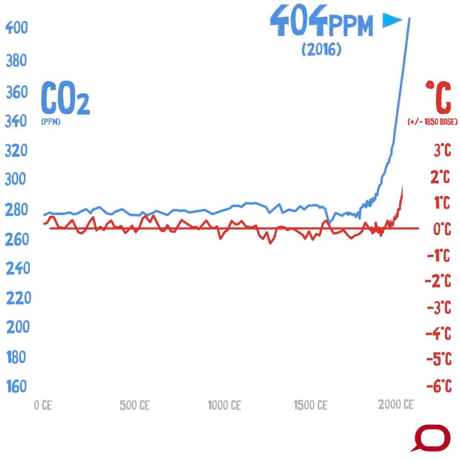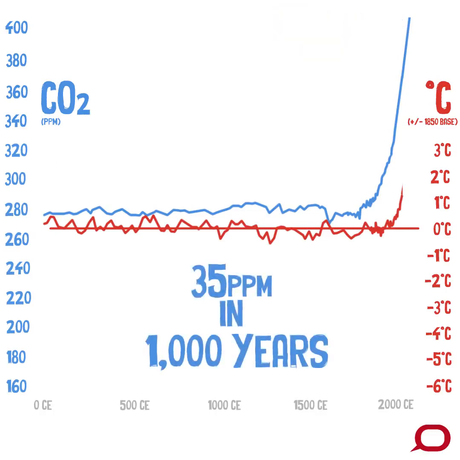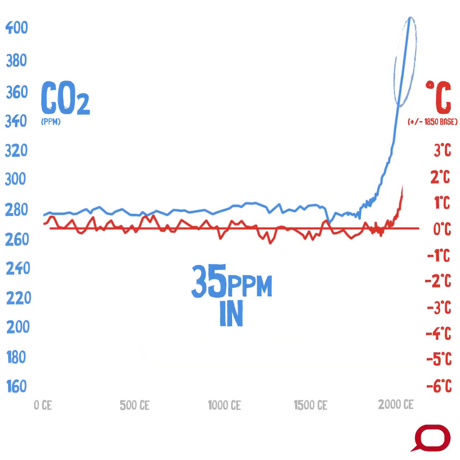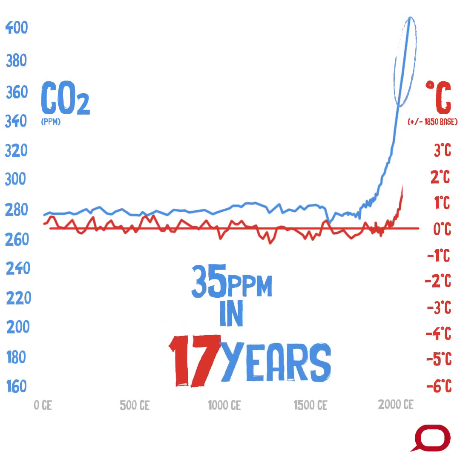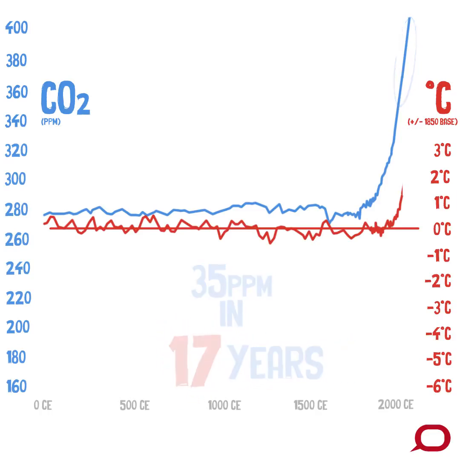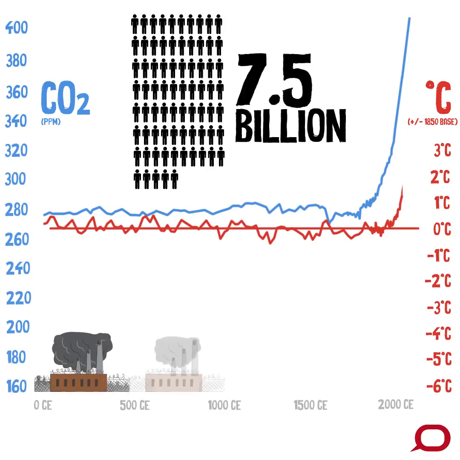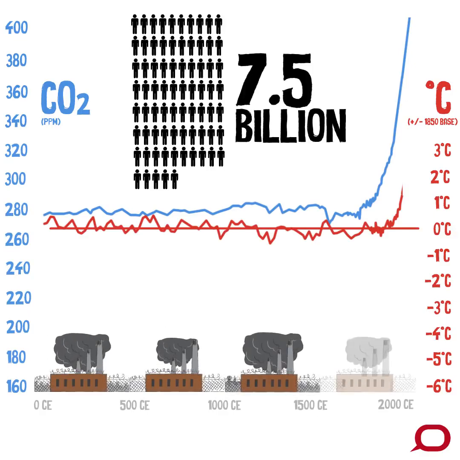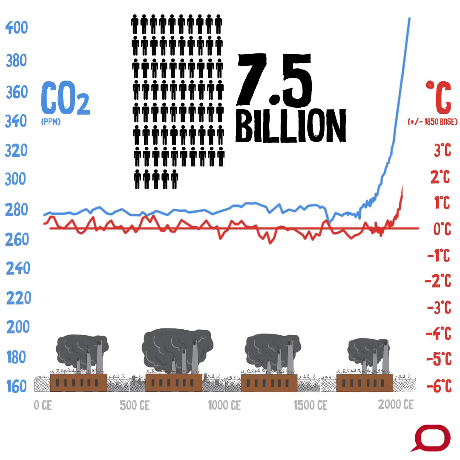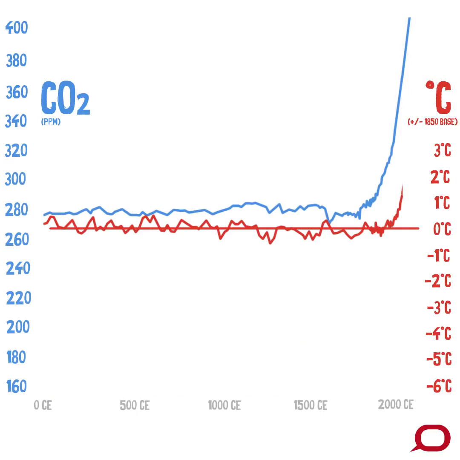When the Earth warmed out of the last ice age, CO2 levels naturally increased by 35 parts per million over 1,000 years. Humans have caused CO2 to rise by this amount in just the last 17 years. And our population is at 7.5 billion people, with many cities around the world rapidly developing, increasing their CO2 output year on year. Our current temperature is about 1 degree Celsius above pre-industrial levels.